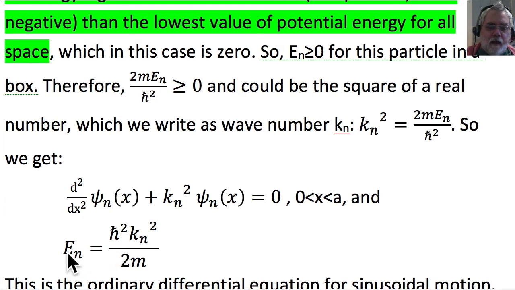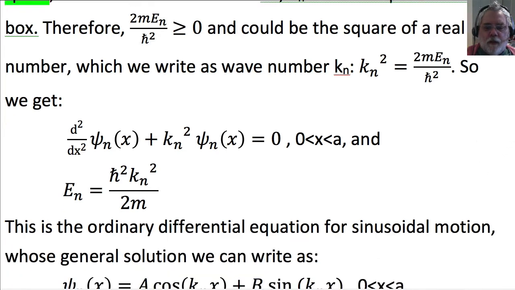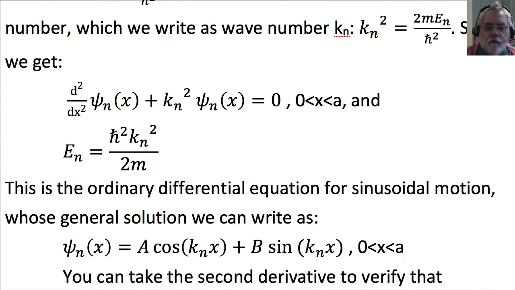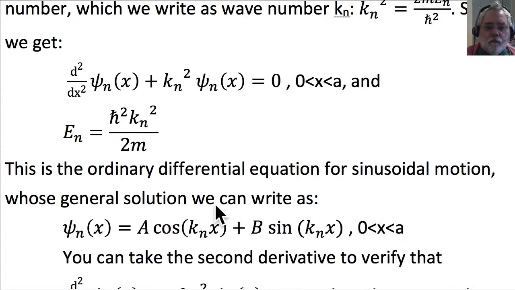And once we know the wave number k that solves this equation, the energy will be h bar squared k squared over 2m. This is the ordinary differential equation for sinusoidal motion, whose general solution we can choose to write as A cosine k sub n x plus B sine k sub n x between 0 and a. We could also have chosen to write it in terms of complex exponentials, but here the most useful form will be to write it in terms of sines and cosines.